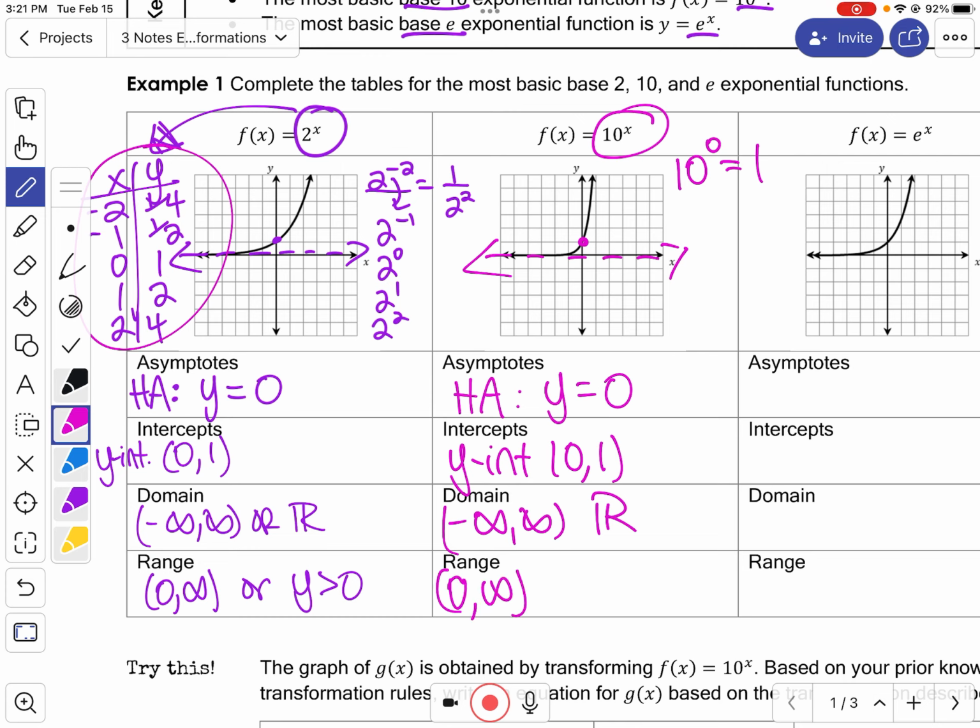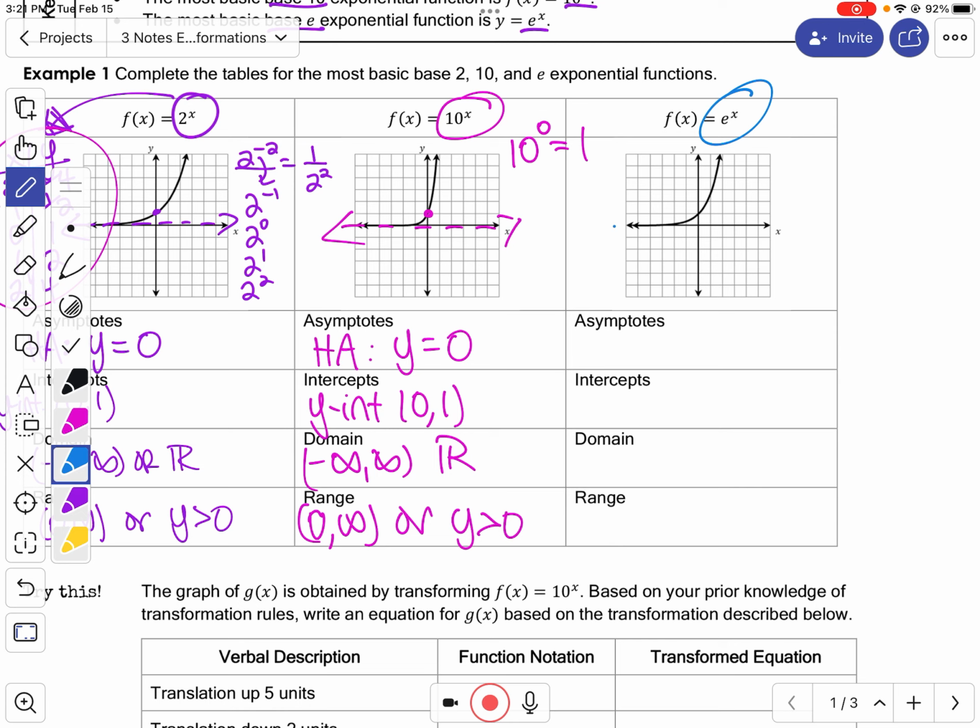Okay, so the last one that we're going to look at is if your base is e. The parent function is e to the x, very similar to all the others. So you have a horizontal asymptote at y equals 0. You have a y-intercept. Notice it's at the same point. Your domain does not change. And your range does not either.